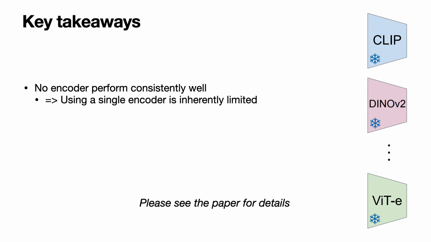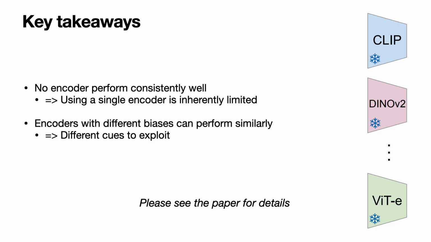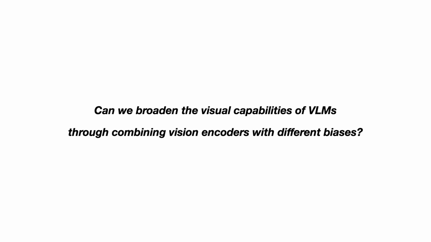We observe that there is no single vision encoder that can perform consistently well for different captioning and visual question answering tasks, suggesting that using a single encoder in a VLM is inherently limited. Furthermore, we observe that encoders with different biases can perform surprisingly similarly, suggesting that there could be multiple cues that can be leveraged to solve the tasks. Our findings motivated us to ask the following question. Can we broaden the visual capabilities of VLMs by combining vision encoders with different biases? We answer positively and introduce Brave to achieve this efficiently.